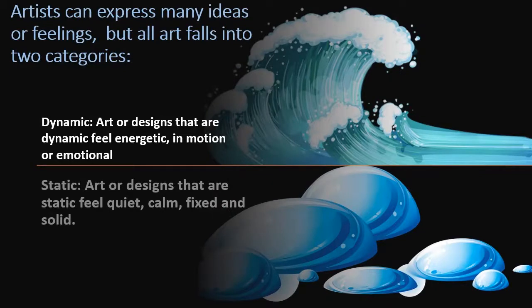Artists can express many ideas or feelings, but all art falls into two categories. Dynamic. Art or designs that are dynamic feel energetic, in motion, or emotional. Static. Art or designs that are static feel quiet, calm, fixed, and solid.